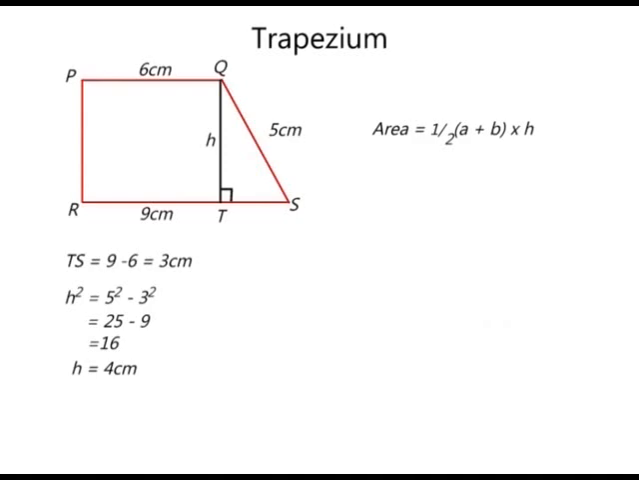And so the area is given by a half into 6 plus 9 times 4. A half of 4 is 2, 15 times 2 is 30, and so the area of this trapezium is 30 square centimeters.